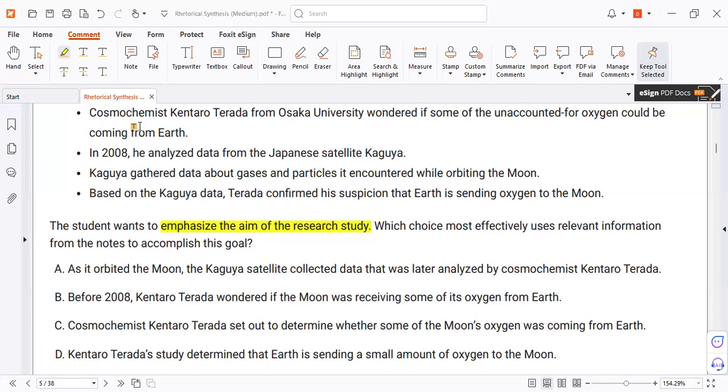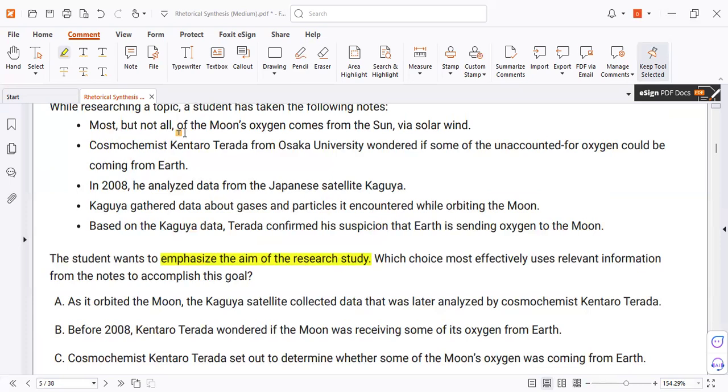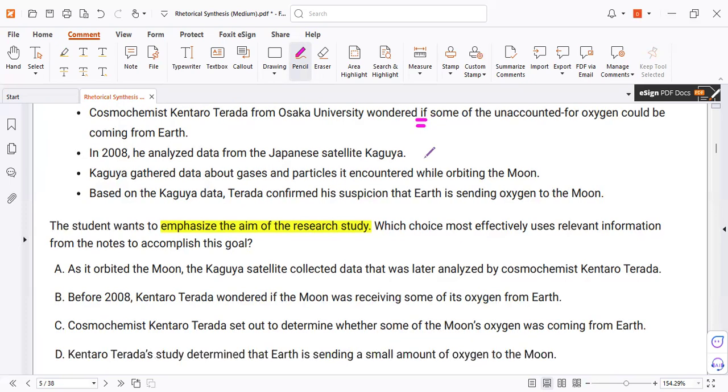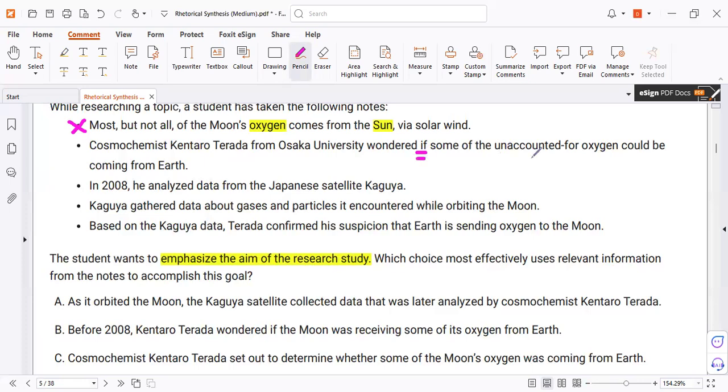Let's read. Here, most but not all of the moon's oxygen comes from the sun, via solar wind. Okay, now we don't find any information here about the aim. Delete it. Cosmic chemist Kent Harrow from Osaka University wondered if, so this is a target. So we need to know if some of the unaccounted for oxygen could be coming from Earth or not.